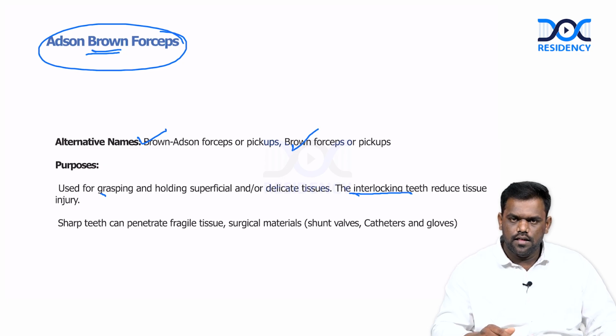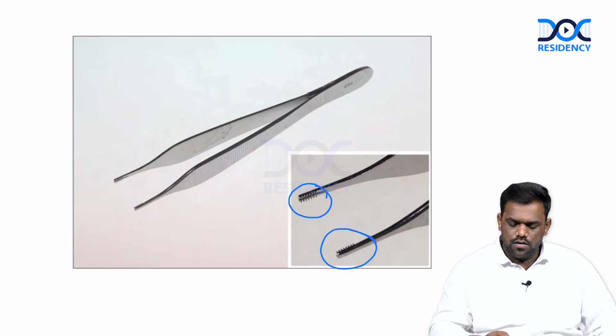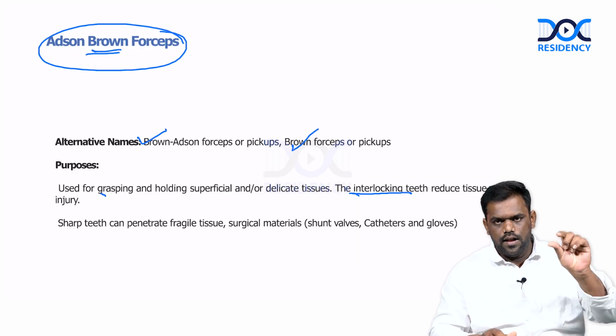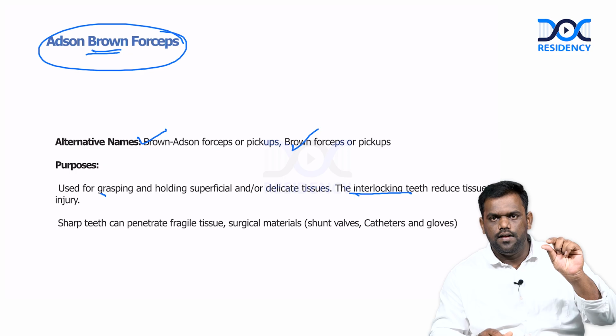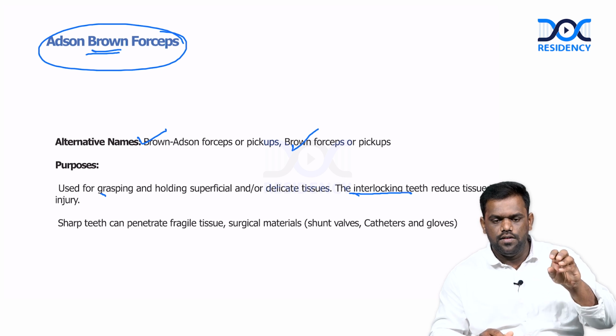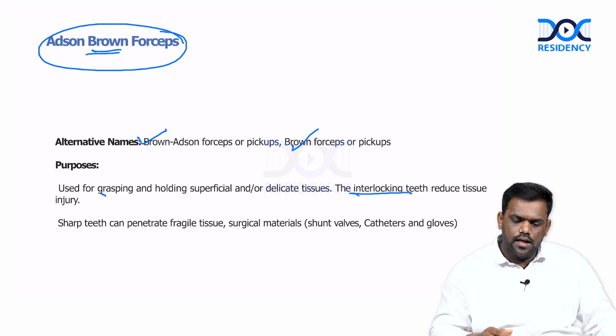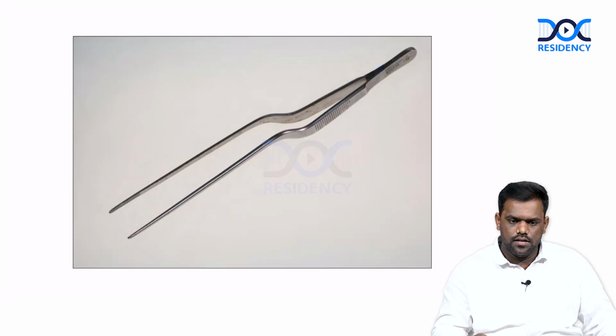If you hold, it will lock. So that we do not frequently use the teeth to make tissue damage. Once it holds, it will lock, but to reduce the tissue damage. Like here, it also has sharp teeth. It can also penetrate the surgical materials, like shunt, catheter, and gloves.